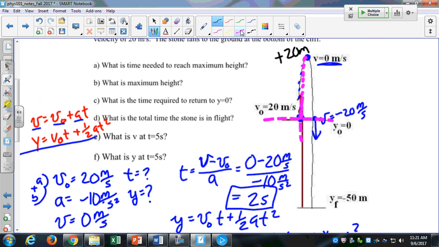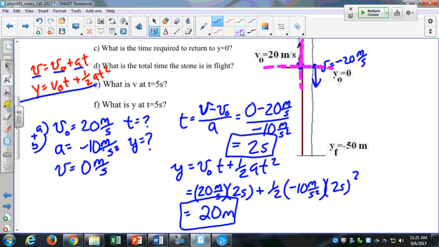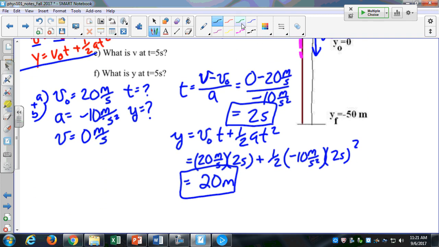All right, so it takes 2 seconds to reach maximum height. It takes 20 meters. What is the time required for it to go up and then back down again? You throw the thing up, and then it comes back down. How long does that take? Think for just a moment. I know the time that it takes to go up, but how long does it take for the total duration of the trip to go up and then come back down again?